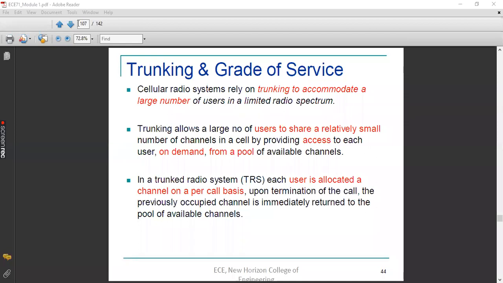Okay, nowadays the spectrum has developed more, and we have more channels, but still during peak busy hours, there can be situations where no channels can be allocated to a particular subscriber. In that case, the call can experience a block or delay. That is measured in terms of grade of service.